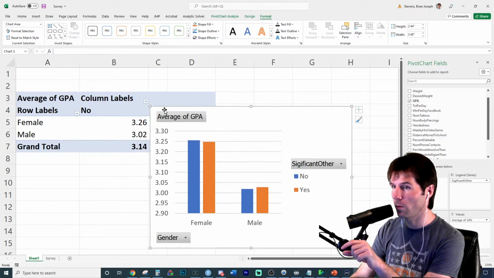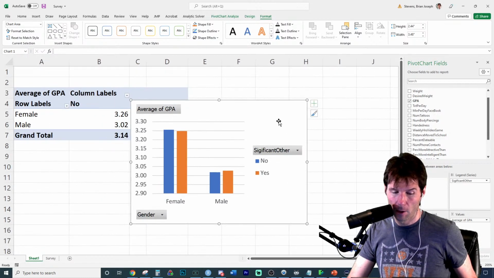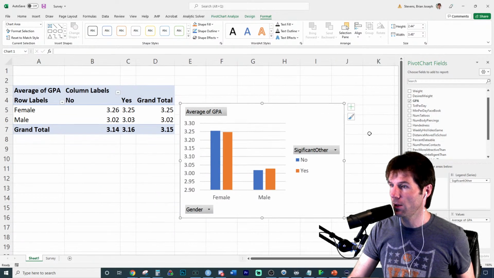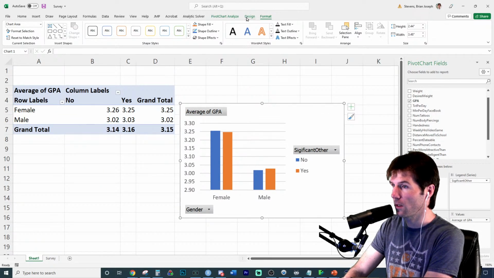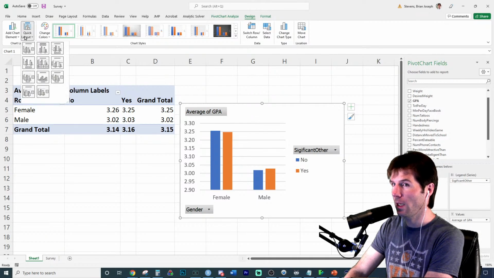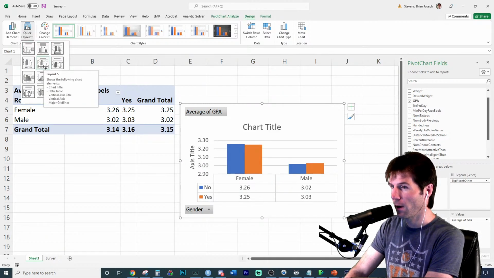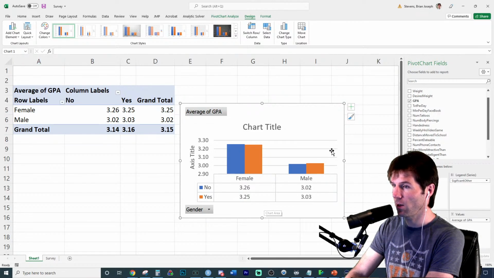And here's how we can do it really quick and really easily. We're going to move this over here to the side a little bit. And then we're going to click over here to Design. And then we're going to go to Quick Layout. And we'll go to this. This is one of my favorite quick layouts. It's only missing one thing. It's missing an axis title down here.